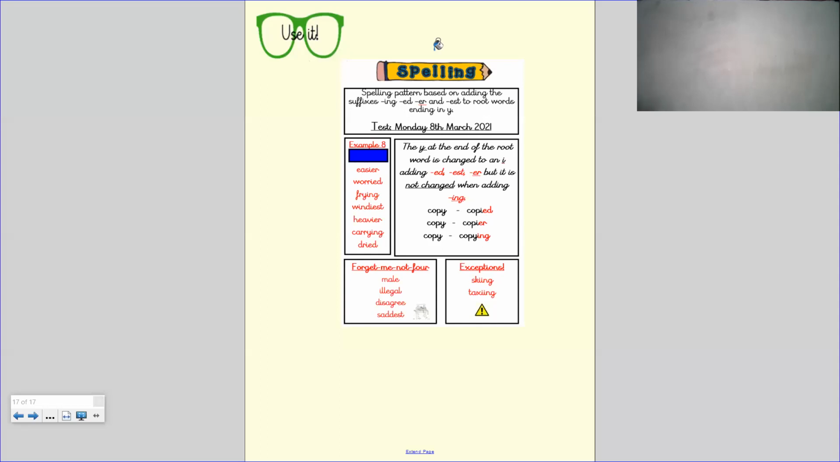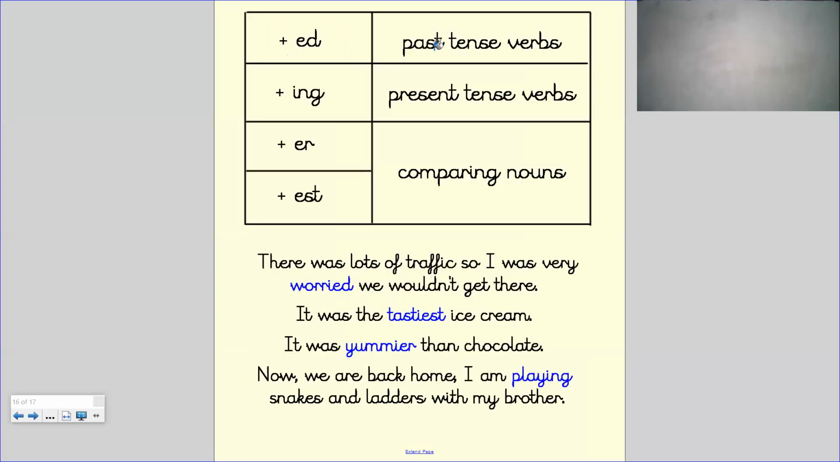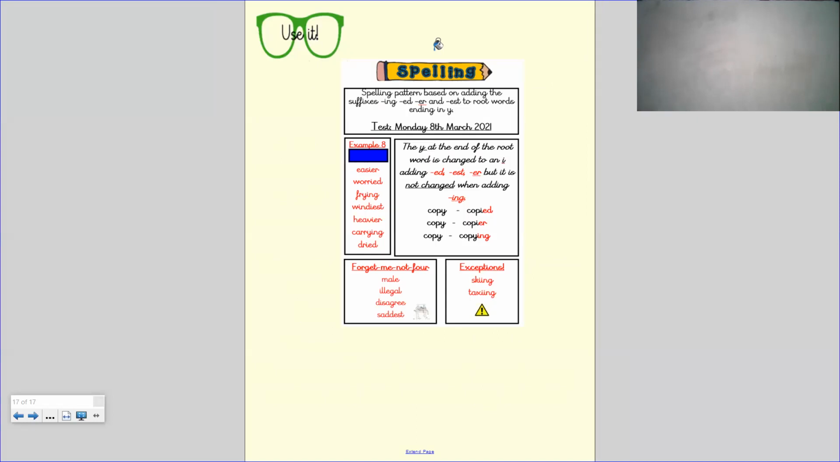So here you can see I have covered up my first spelling. I can remember that that first spelling is fluffiest. Okay. So now what I need to do is think of a sentence that uses that spelling, fluffiest. We know that fluffiest is used to compare nouns, okay? And it's to say that something is the most of something. So something needs to be the most fluffy. It's the fluffiest.